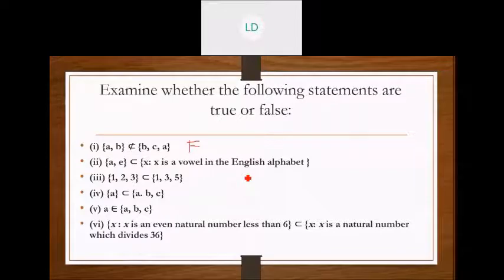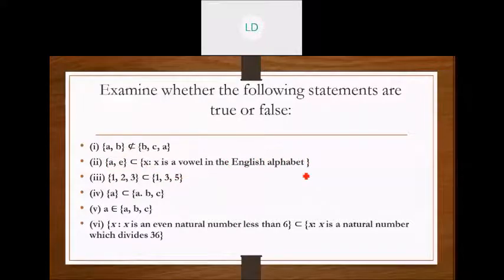Second question, A comma E is a subset of X such that X is a vowel in the English alphabet. Is this true? What is the meaning of vowel? Vowel is nothing but the set of A comma E comma I comma O comma U. Now are all the elements there? A is there here, A is there. Next E is there here, E is there. So all the elements of this set are there in the bigger set. Therefore this is definitely a subset.